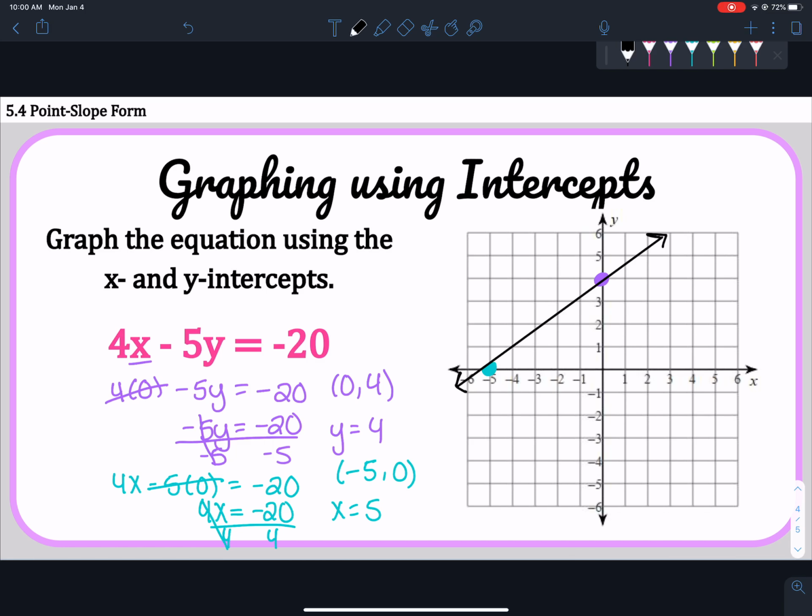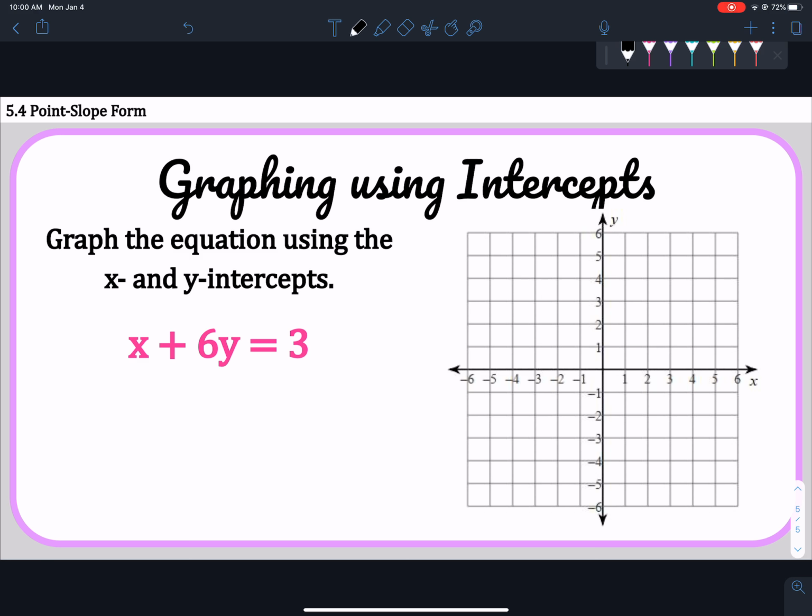Now let's do one more. For this one, I have x plus 6y is equal to 3. So let's solve for the y-intercept first. We get 0 plus 6y is equal to 3. So the 0 just cancels itself out, and then we can divide by 6. And what happens is I get y is equal to, let's write it as 3/6 first. But then notice this reduces down to 1/2. So we get the point (0, 1/2).